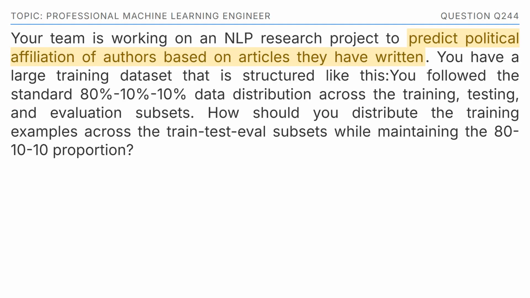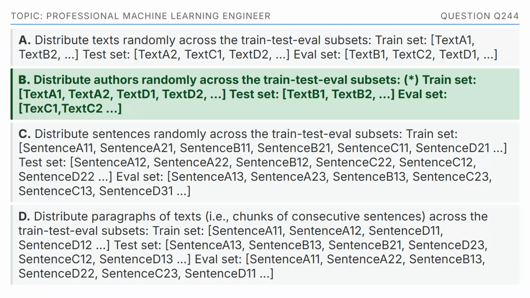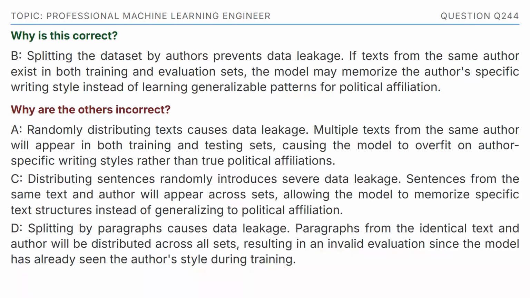To arrive at the correct answer, we focus on the keywords, predict political affiliation of authors based on articles they have written. The correct answer is option B, distribute authors randomly across the train, test, and eval subsets. Train set: text A1, text A2, text D1, text D2. Test set: text B1, text B2. Eval set: text C1, text C2. Why is this correct? B. Splitting the dataset by authors prevents data leakage.